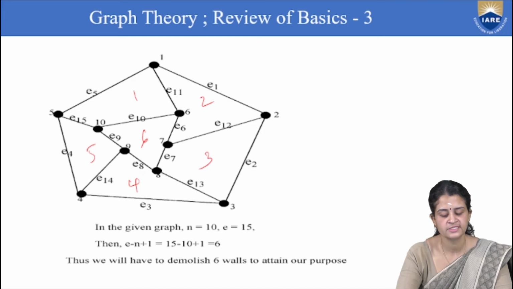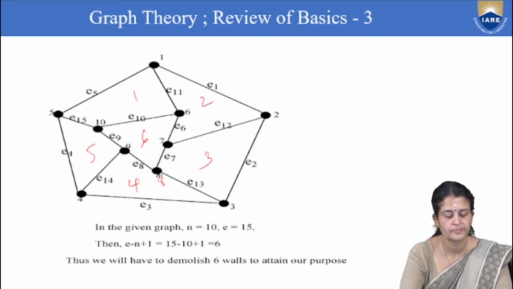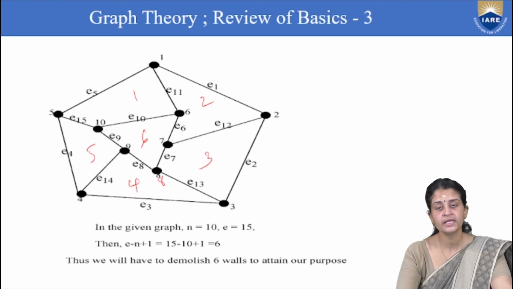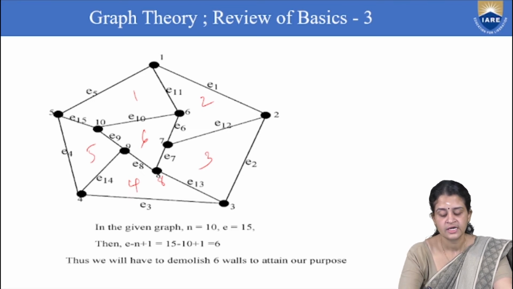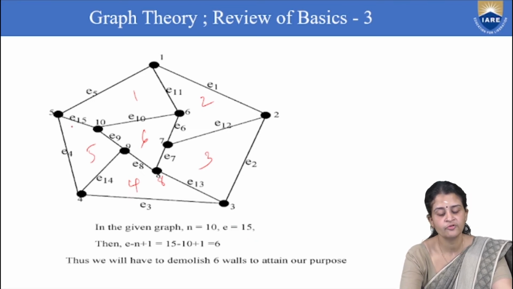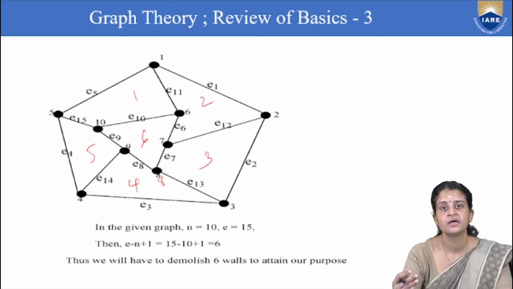And this plot has how many vertices? It has 10 vertices: 1, 2, 3, 4, 5, 6, 7, 8, 9 and 10. And how many edges do we have? We have 15 edges. I have marked them from E1 to E15. So the number of walls that has to be removed means here the number of edges that has to be removed.